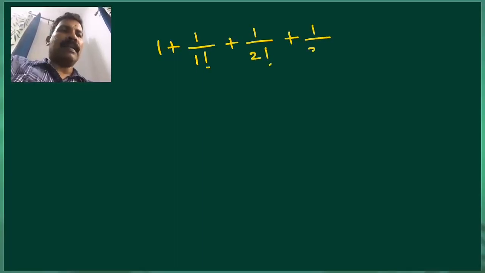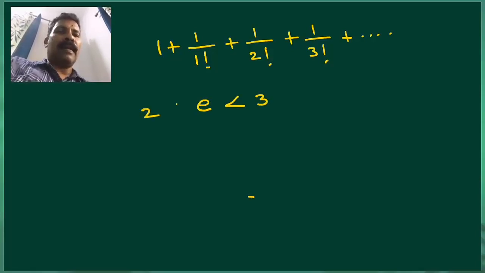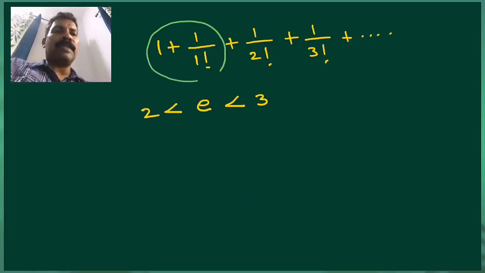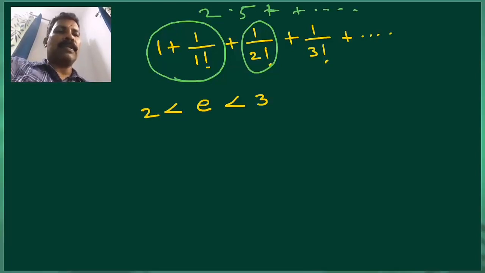If we consider the number 1 plus 1 by 1 factorial plus 1 by 2 factorial plus 1 by 3 factorial and so on, then that will be a number denoted by e whose value will be less than 3 and greater than 2. Why is it greater than 2? That is very simple. Here you can see the first two terms itself make 2 and then the third term is 0.5, and then again some positive terms are coming, so it is of course greater than 2, and the approximate value of e will be 2.7.